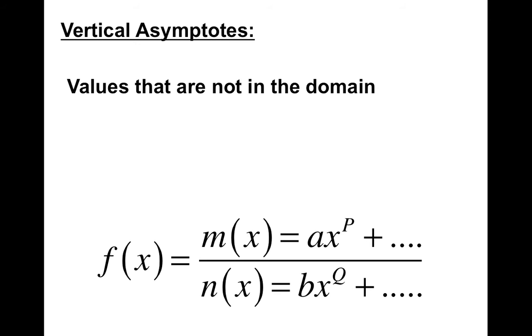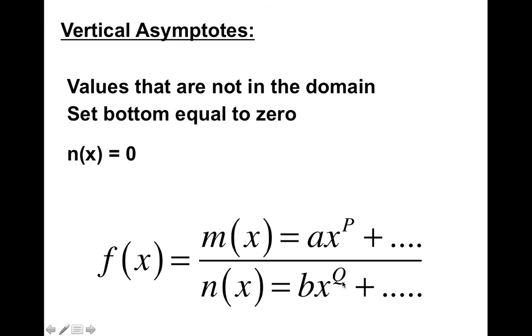Vertical asymptotes, these are values that are not in the domain. So we learned back in Unit 1, you can't divide by 0. So to find the vertical asymptote, you take this bottom function and set it equal to 0. So in this case, it would be n of x, set it equal to 0, see what you cannot divide by. That creates a vertical asymptote.